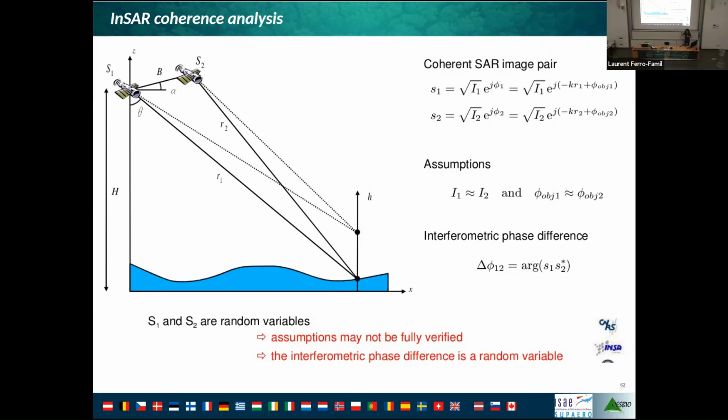Of course, if you fly one day, you fly the other day, and the environment changes, the phase difference will be very, very random, and you will not be able to extract any information. So this assumption is that the intensity is similar from one day to the other, and, more importantly, the position of the object between one acquisition and the other is the same. They didn't move.